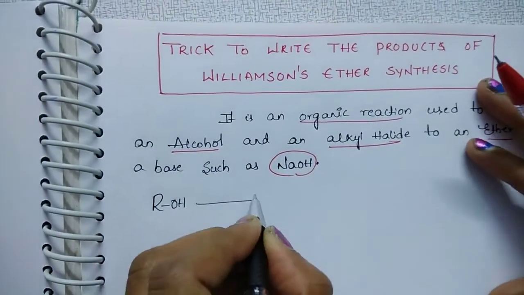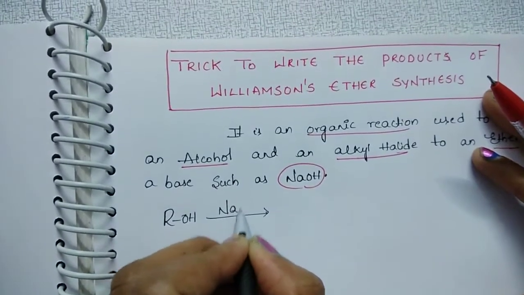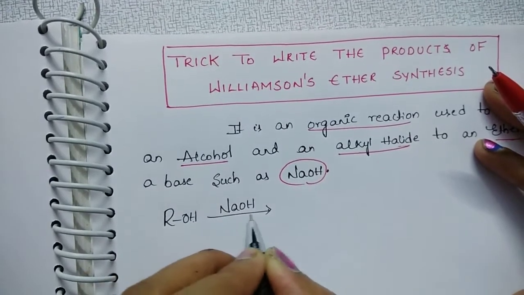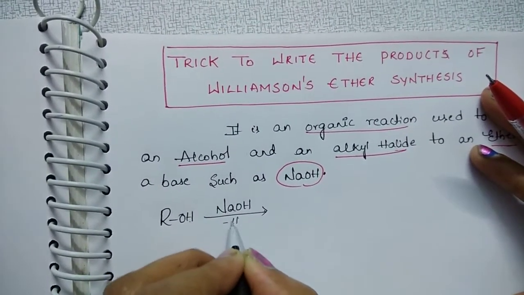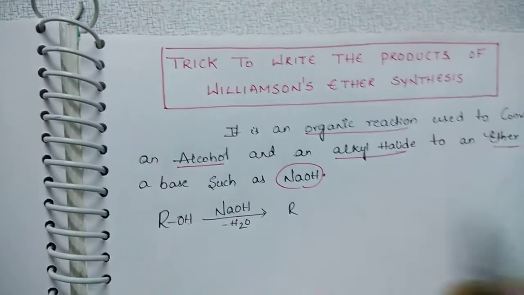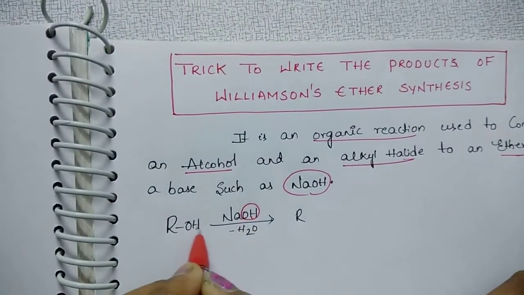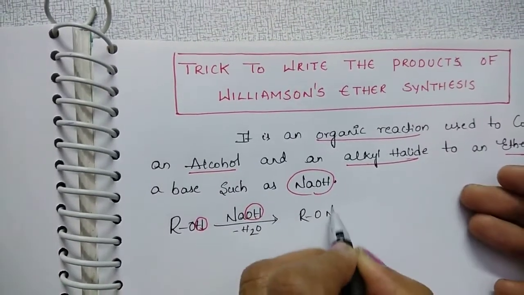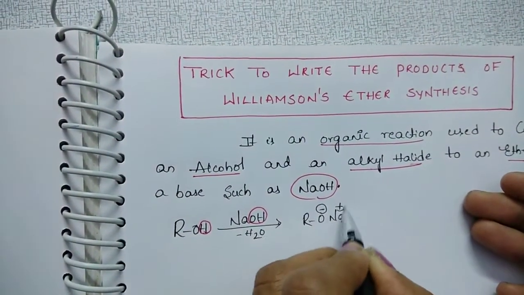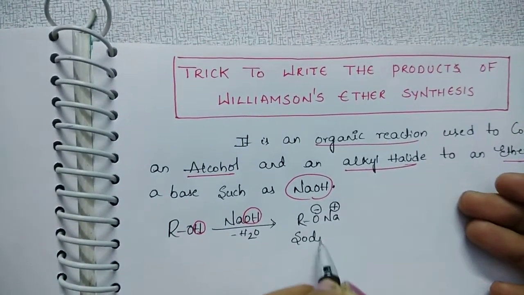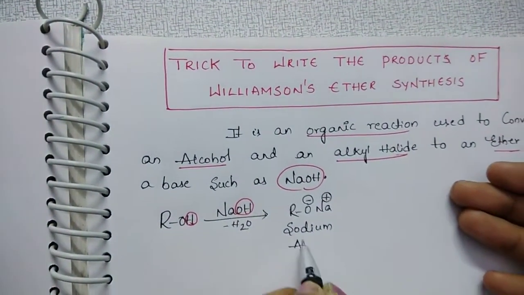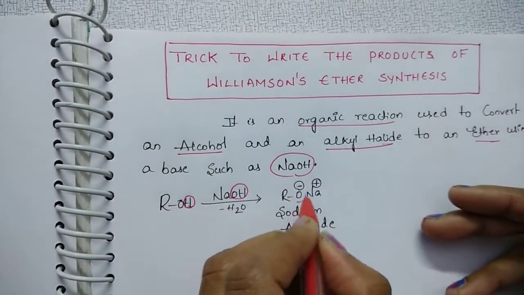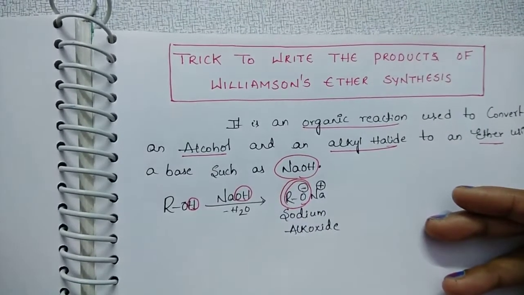When you treat sodium hydroxide with alcohol, this sodium hydroxide abstracts this proton from the alcohol and it results in the formation of RONa. This is called sodium alkoxide. This alkoxide is a strong nucleophile.